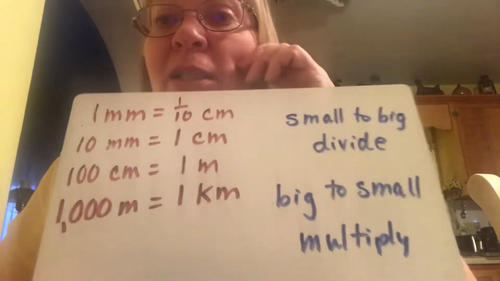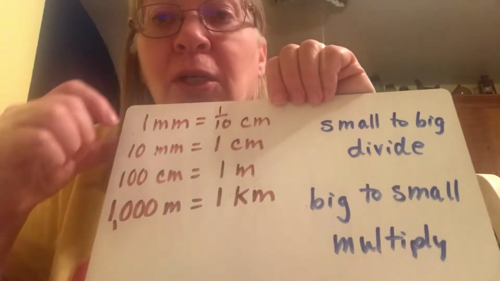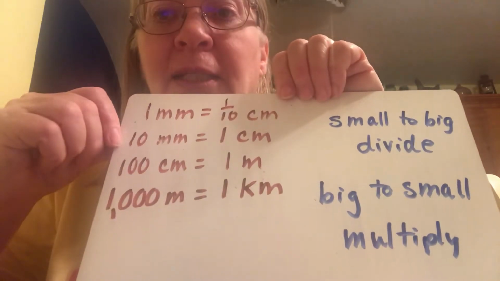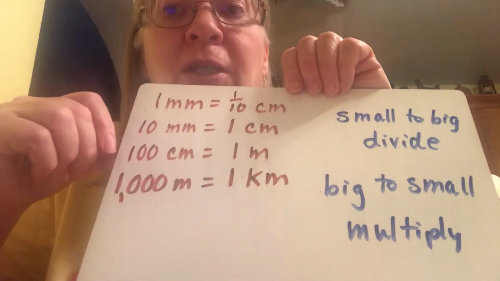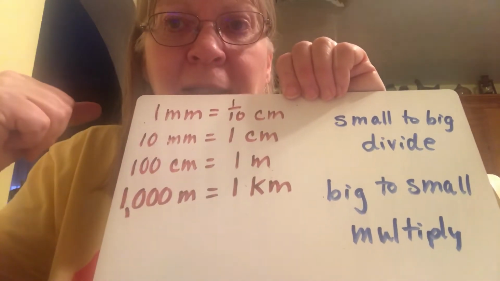Remember I told you it goes by tens? So 1 times 10 is 10, 10 times 10 is 100, 100 times 10 is 1,000. So it works its way up like that.